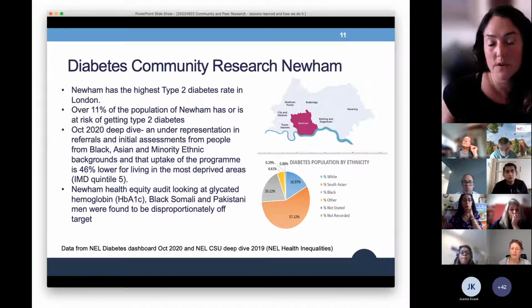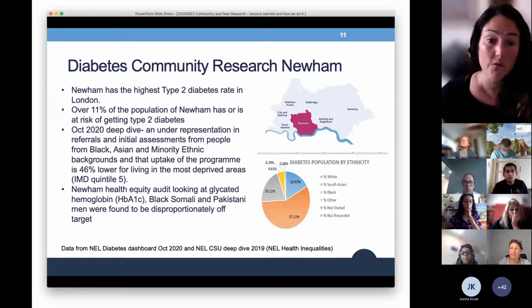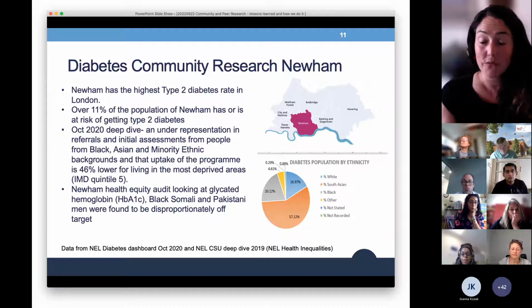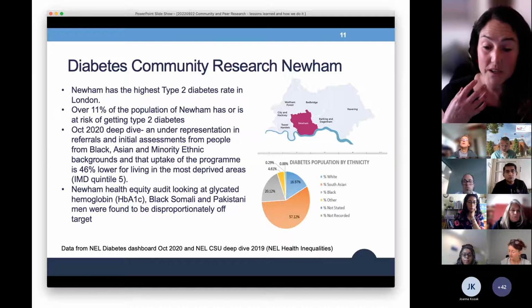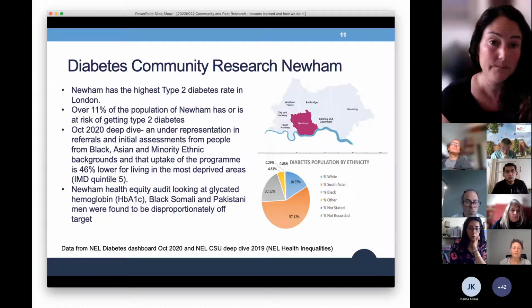Co-production is very different, I suppose, from just general public engagement, because we involve people in the whole journey of a research project and share power with people within that. So participatory and community-based research often has a kind of co-production ethos behind it.